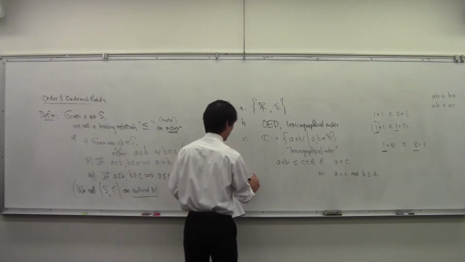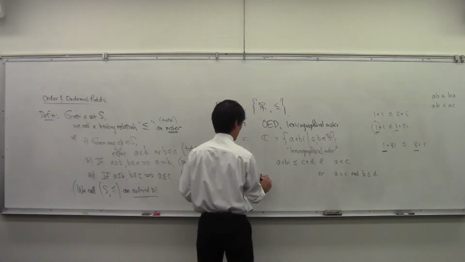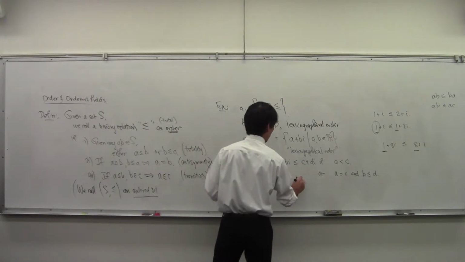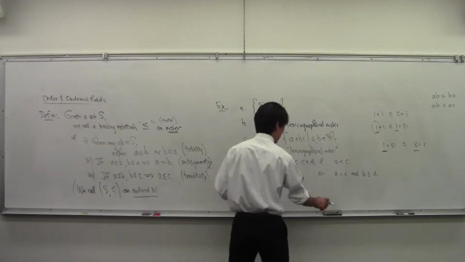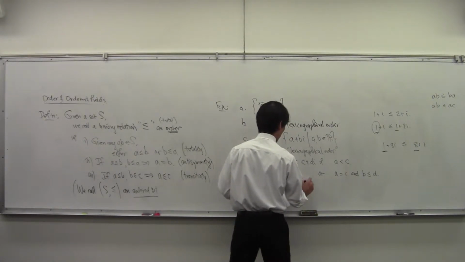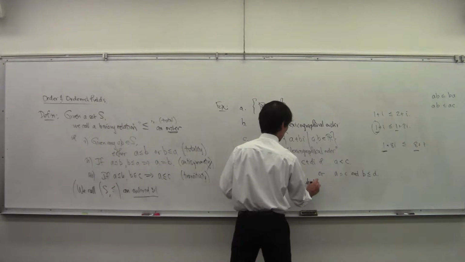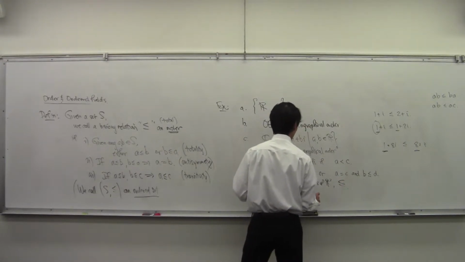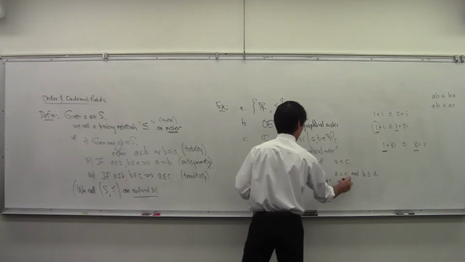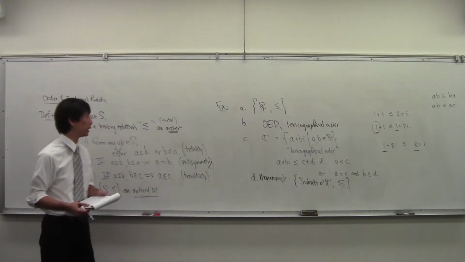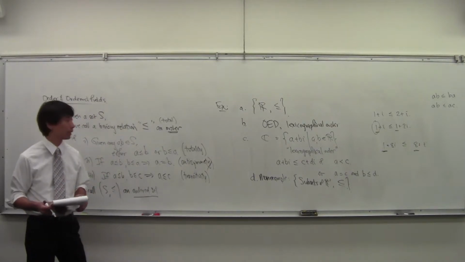Okay. Here's a non-example. R2, so all subsets of R2 with set inclusion as the relation.